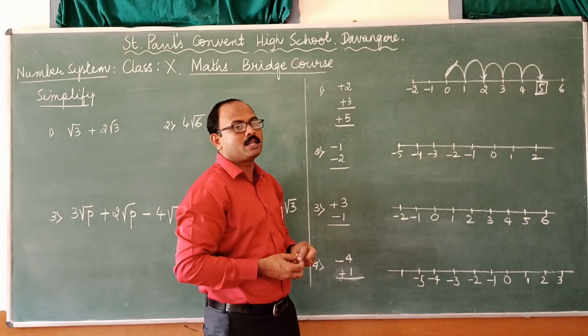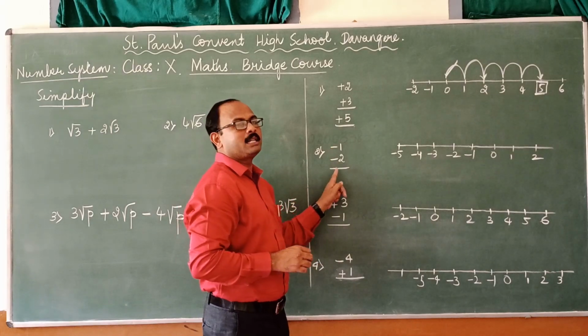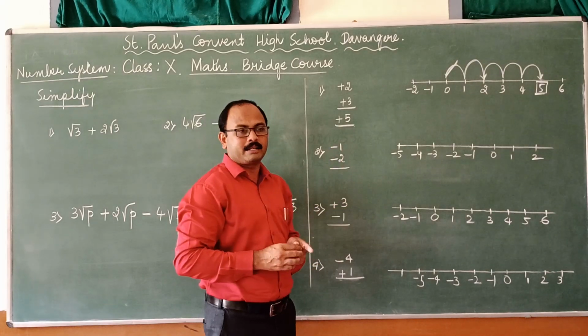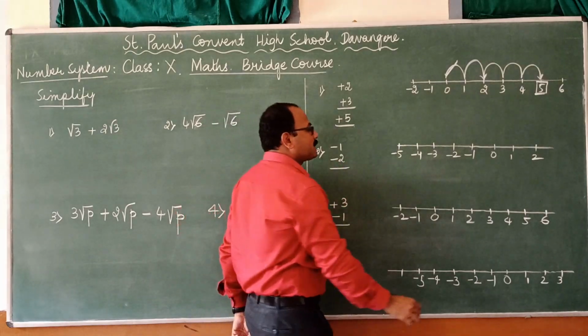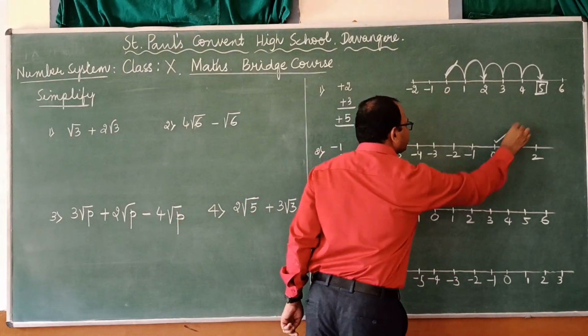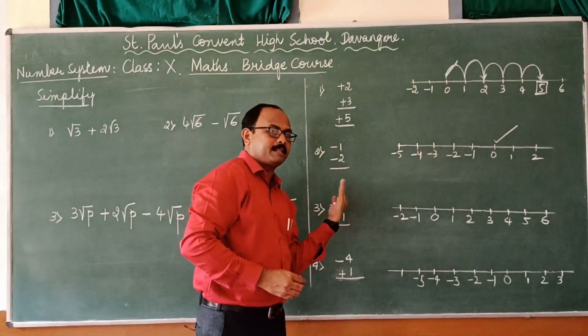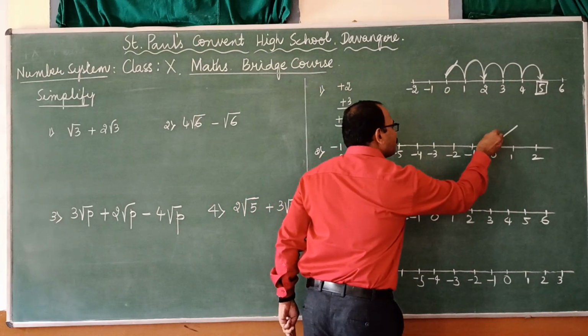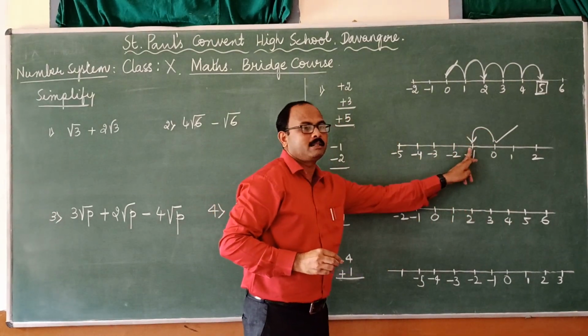Minus 1 and minus 2. Most of the children will make the mistake of writing this as minus into minus plus 3. They will write that. It's wrong, children. Minus 1. Always we must start from 0, children. Minus 1 means 1 step towards left. Minus 1, 1 step towards left. You are now here, children.